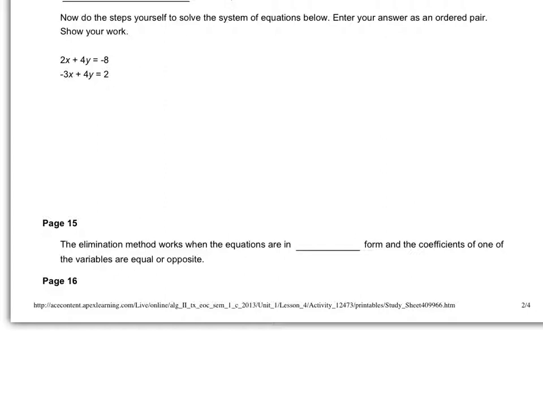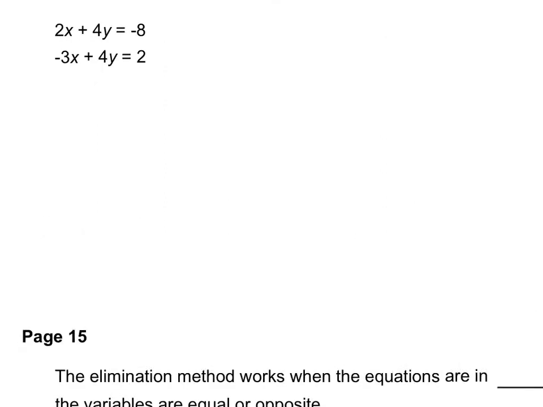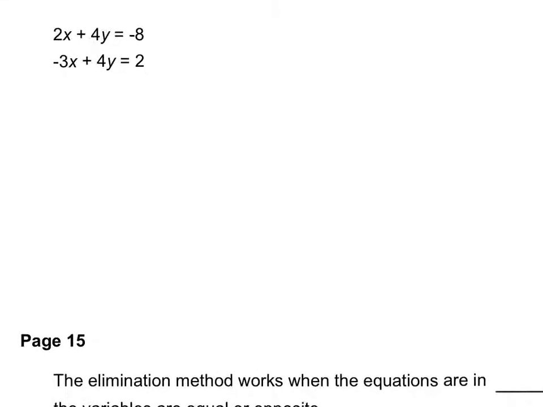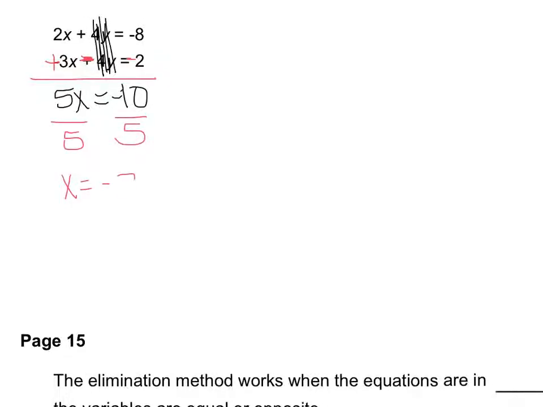So that means I'm going to go down here to the bottom equation and change it to a positive 3x, a negative 4y, and a -2. So I just switched all my signs. Well, now my y's are going to cancel, so I can combine 2x plus 3x is 5x, 4y minus 4y, those go away, and -8 minus 2 is -10. To get x by itself, I'm going to divide both sides by 5, and I get that x equals -2.